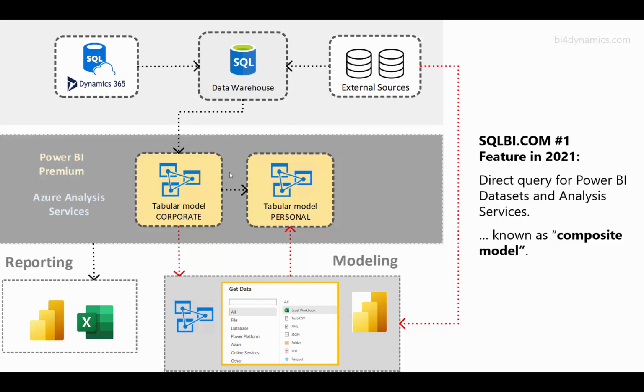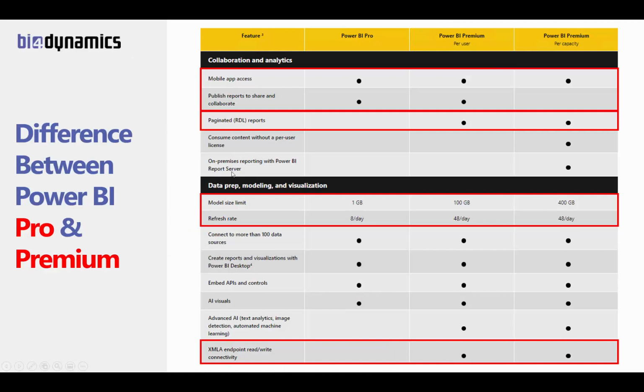So let's see the differences between Premium per user and Power BI Pro. It's easy to understand from this table that everything that is in Power BI Pro is also in Power BI Premium, and almost everything that is in Power BI Premium per capacity is always available in Power BI Premium per user. Now the key differences are, one, for data modeling it is definitely the model size, because the Power BI Pro maximum size is 1 GB and in Power BI Premium per user it is 100 GB.